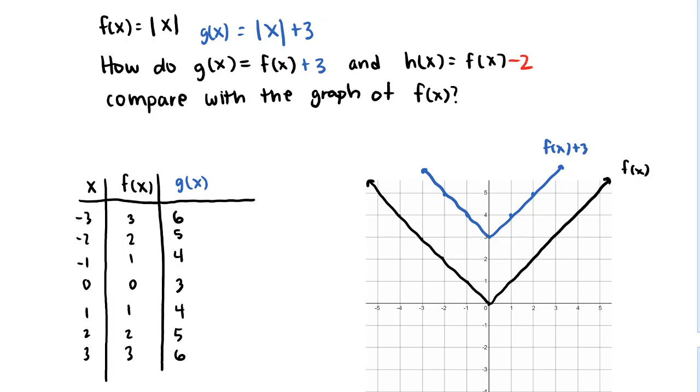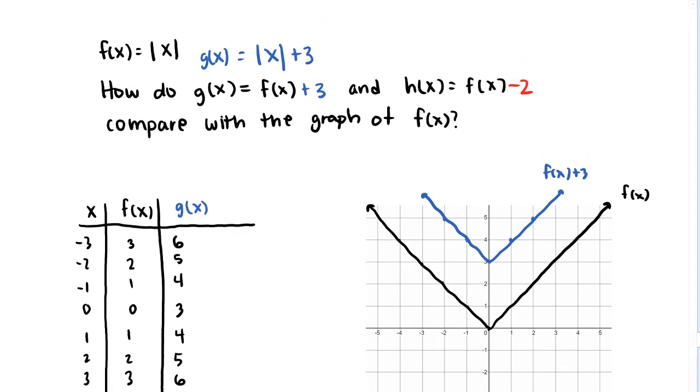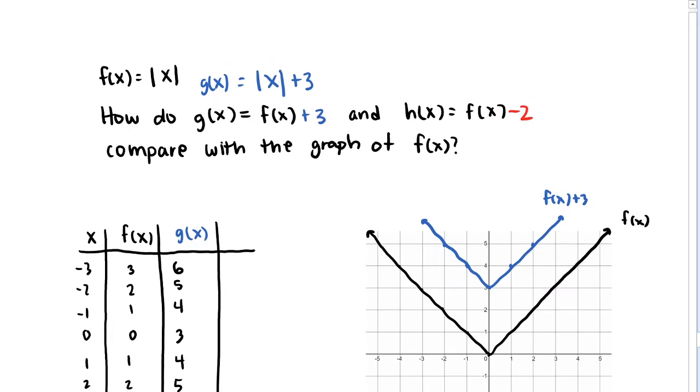So if adding on 3 to the end of our function shifted the graph of our function up 3 units, what do you anticipate subtracting 2 away from our function does? And so here, maybe just to go through the same motions, this function obtained by subtracting 2 from f, that's the same as saying f is the absolute value of x, and then we're taking away 2 from f, and so it's the absolute value of x take away 2.